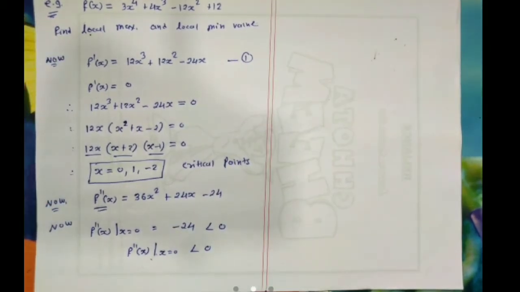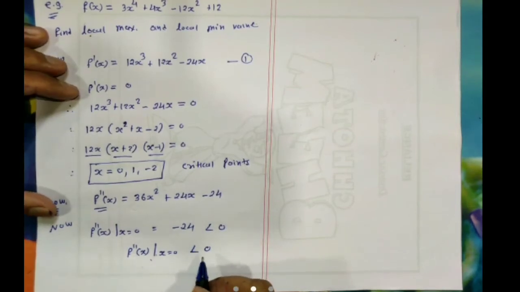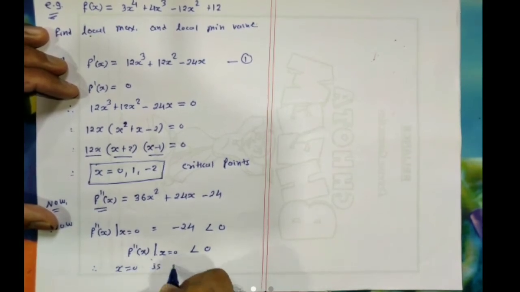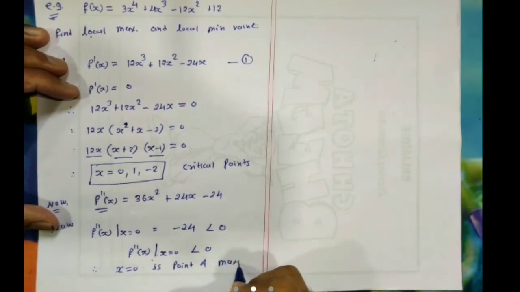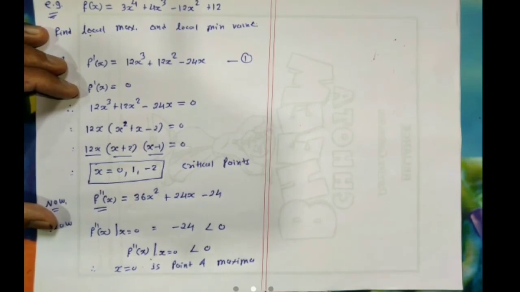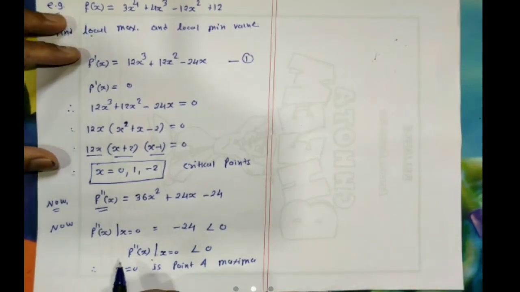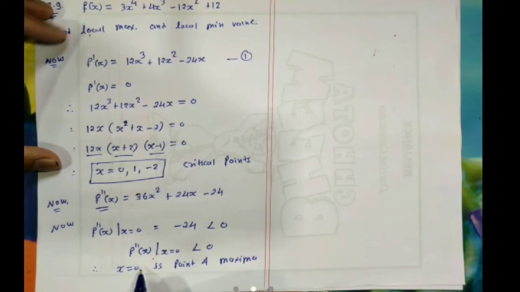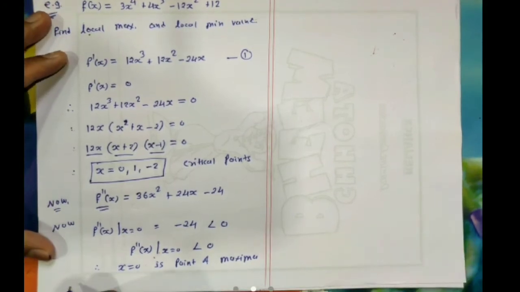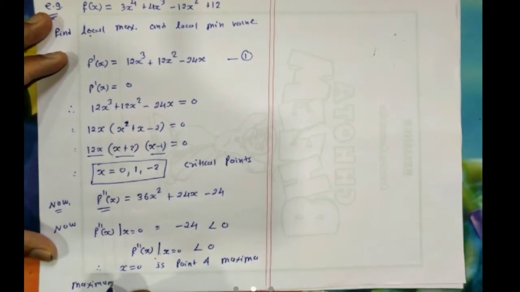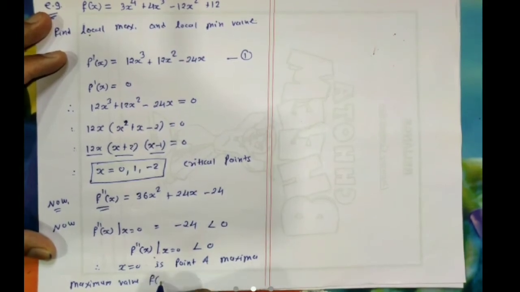So f double dash x is less than 0. It will give concavity of the curve. If less than 0, we can say that this x equal to 0 is a point of maxima. And for this x equal to 0, the value of the function, where do we have to put it? In f of x. So the value of the function f of x at x equal to 0 will give us the maximum value. So it will be the local maximum value. The maximum value of the function will be f of 0.